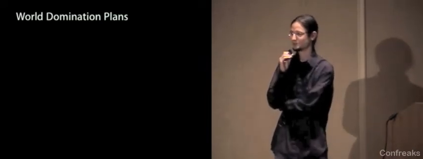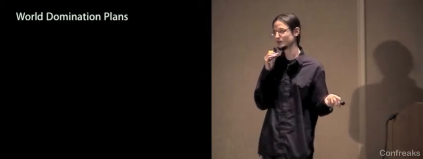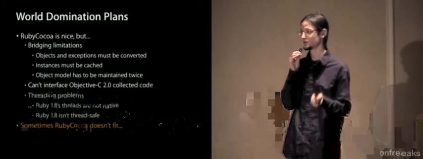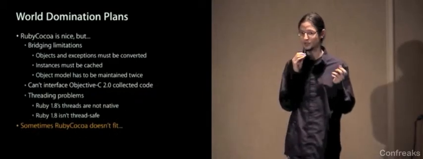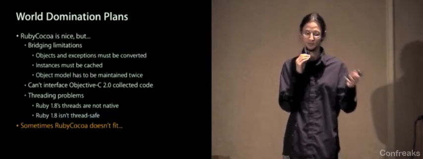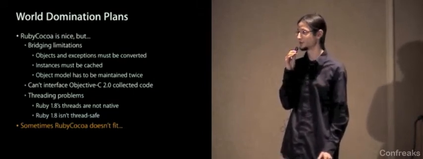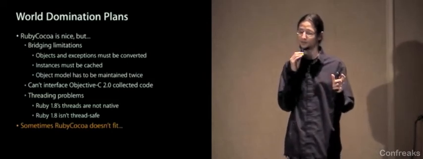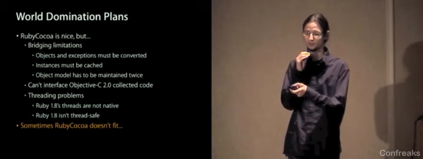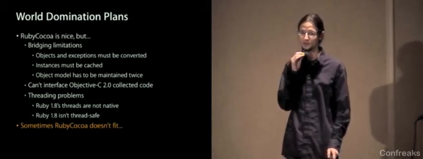Ruby Cocoa is a nice project, but it has some limitations. First of all, it's a bridge. So since it's a bridge, you convert objects and exceptions. We need to cache instances so that we don't create multiple proxies for the same object every time. And we have to maintain the object model twice, on both Ruby and Objective-C. So it's a bit boring, but it works. It works, but crossing the bridge has a cost.